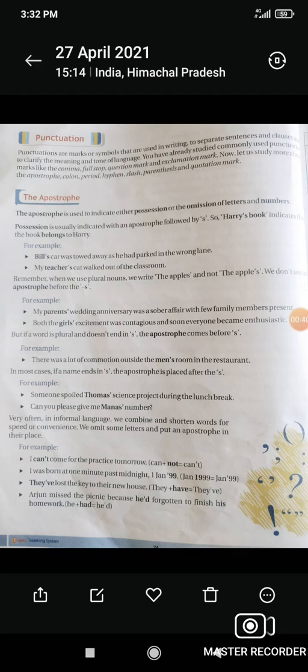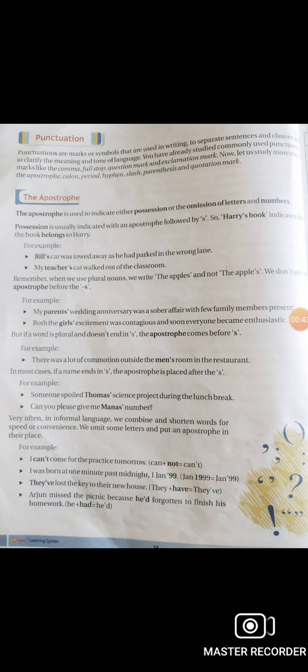We use the apostrophe to indicate either possession, meaning the thing belongs to whom, or omission, meaning taken off, omission of letters and numbers. Now possession, for example, Bill's car was towed away as he had parked in the wrong lane. Here the car belongs to Bill. Bill is the name. To show the possession, after the name's last letter, we have put an apostrophe and s. It became Bill's.